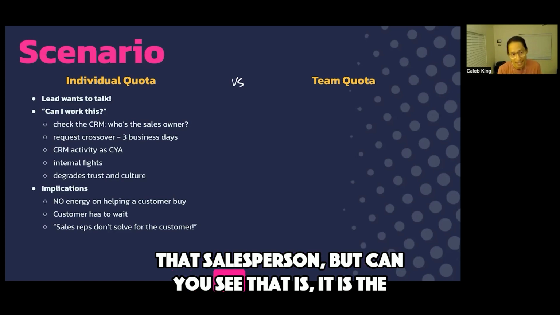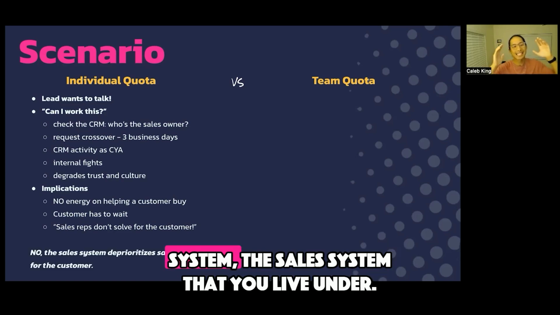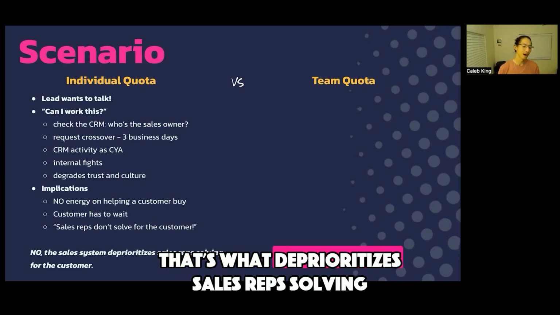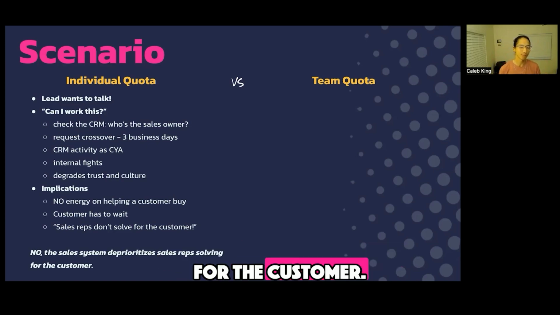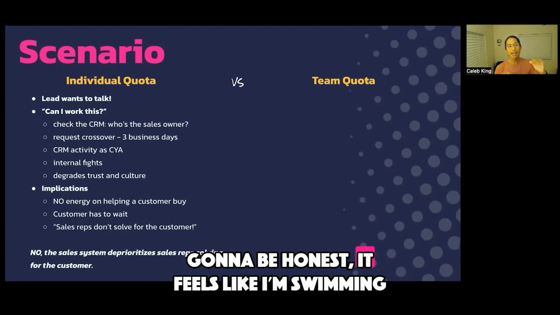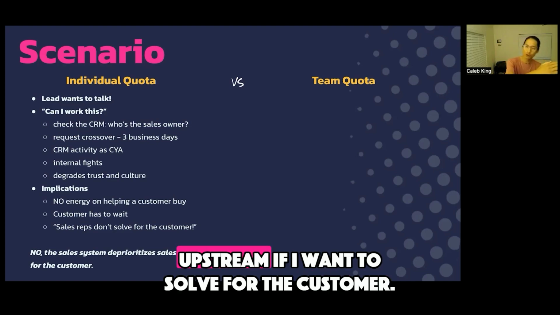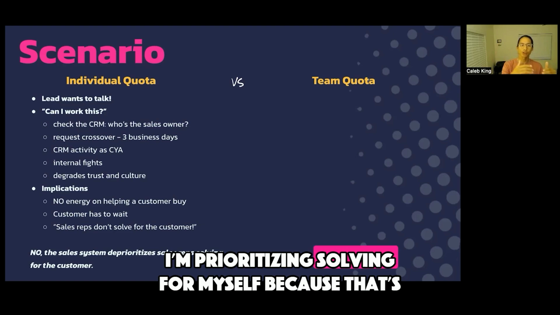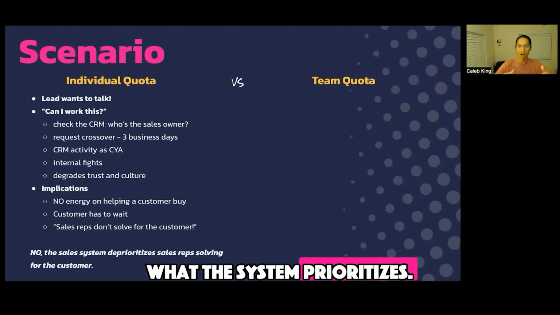But can you see that it is the system, the sales system that you live under, that deprioritizes sales reps solving for the customer? I've been in this situation, and I'm going to be honest, it feels like I'm swimming upstream if I want to solve for the customer. I'm prioritizing solving for myself because that's what the system prioritizes.